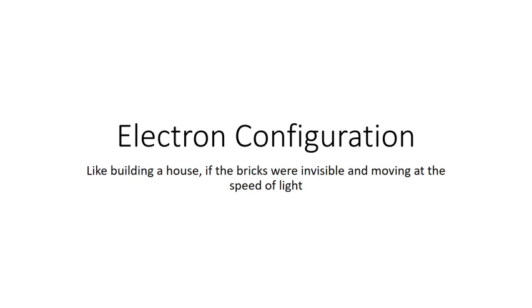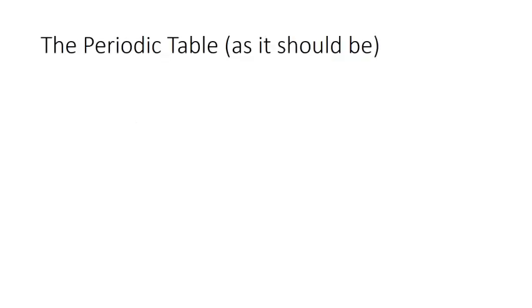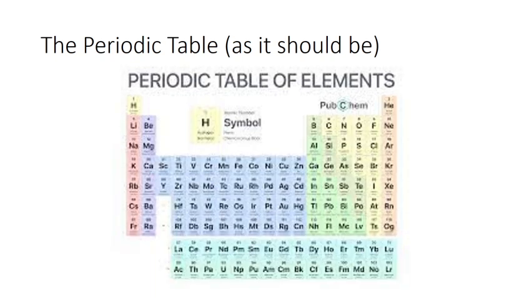All right, so in this video we're going to talk about electron configurations. Hopefully you remember how to do electron configurations and orbital notations, but we're going to go through and do some review. We'll go back and cover all of this. So we're going to start with looking at the periodic table.